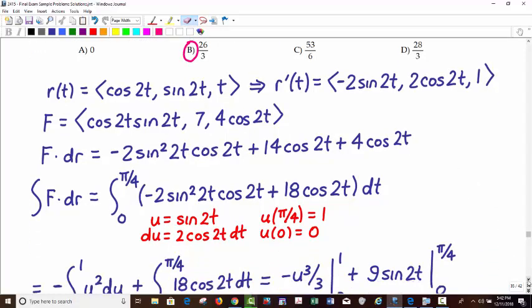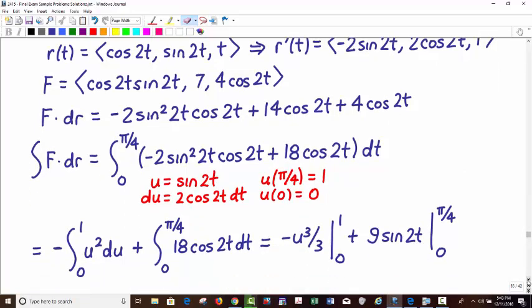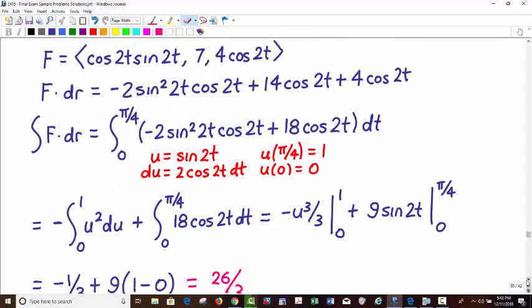So now I have to dot f with r prime, which dr and r prime, of course, are the same thing. So we have this times this right here, these two, will give me negative 2 sine squared t cos of 2t. 7 times 2 cos of t will be 14 cos of 2t. And then 4 cos 2t times 1 will just be 4 cos 2t. Now the last two terms are like terms, so they can be added together to make 18 cos of 2t.